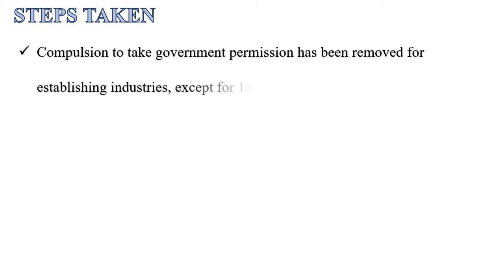Let's understand the steps taken under the liberalization scheme. The first one: the compulsion to take government permission has been removed for establishing industries, except for 18 reserved industries. Now, at a certain point of time when liberalization was implemented, there were 18 reserved industries. Today, there are only 2 or 3 reserved industries. Even the remaining industries have been made open for private industries.